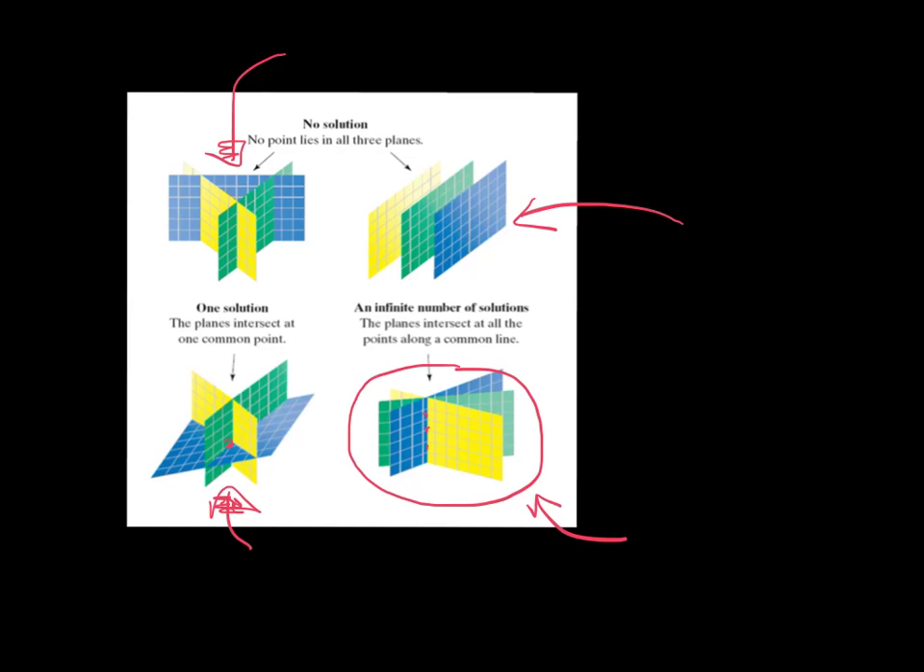I just wanted to connect the algebra to the geometry here, just to make it a little bit more relevant to you and connect it to what you already know. But that is what happens when you get a system that has no solution. You get a false statement. So just be on the lookout for that.